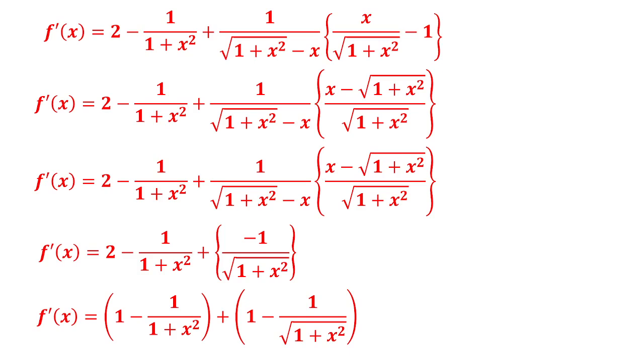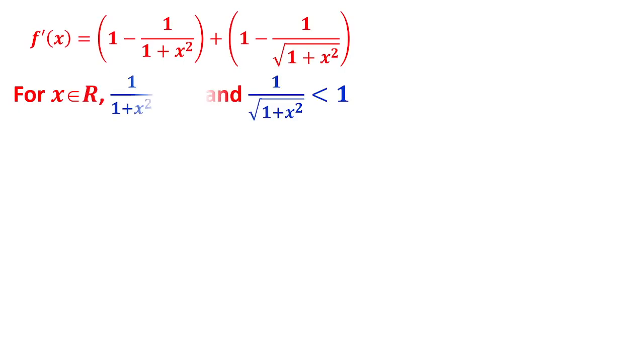You have to split it into 2 to show whether it is increasing or decreasing, whether it is greater than 0 or less than 0. For that, for 2, I am writing it as 1 plus 1. And it is written as 1 minus 1 by 1 plus x square as the first term, and 1 minus 1 by root 1 plus x square as the second term. This is a technique.